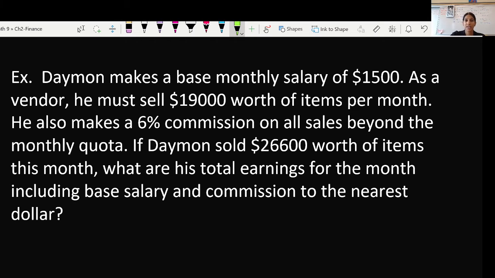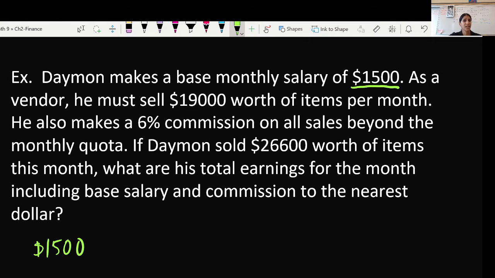So Damon makes a base monthly salary of $1,500. I'm going to write that down here, $1,500. As a vendor, he must sell $19,000 worth of items per month. He also makes a 6% commission on all sales beyond the monthly quota. If Damon sold $26,600 worth of items this month, what are his total earnings for the month, including base salary and commission, to the nearest dollar?